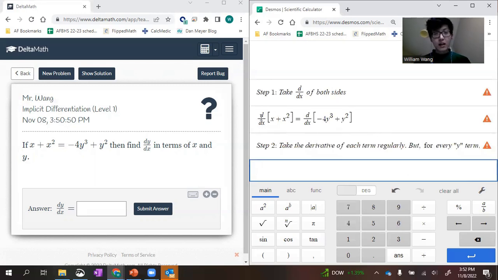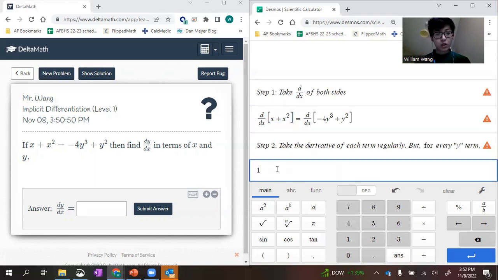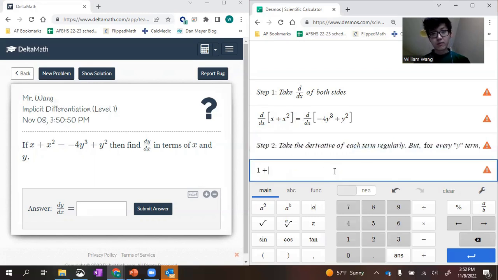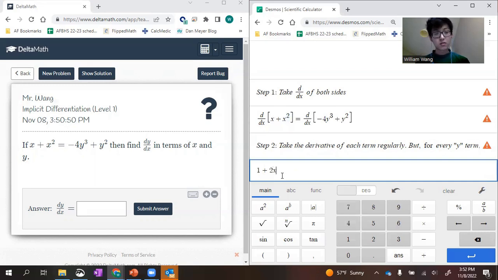So let's do that. I take the derivative starting with x. The derivative of x is 1, right? It is not a y term, so I'm good. I do not need to do anything else. Derivative of 2x squared is 2x. Cool. Write an equal sign.